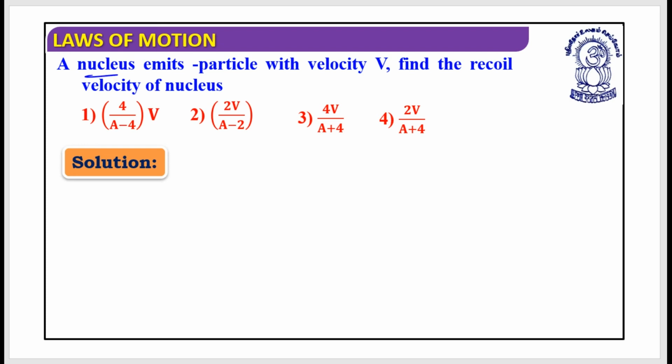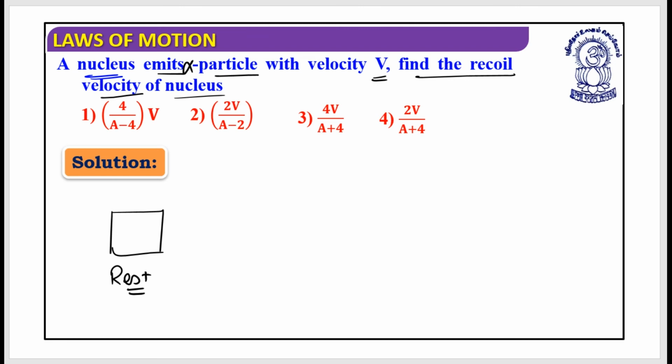It says that a nucleus emits an alpha particle with velocity v. Find out the recoil velocity of the nucleus. Okay, so a nucleus is there, and initially it was at rest.